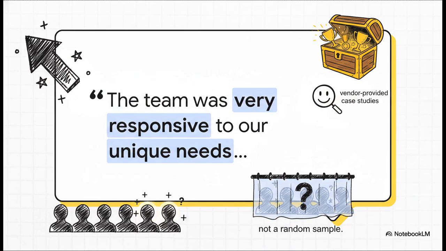What we do see is some really positive stuff in the case studies from the company itself. For instance, the CDC Foundation said the team was very responsive. This is valuable insight for sure. But you gotta remember, these are success stories that the vendor picked out. They're not quite the same as a random, unfiltered review from any old user.